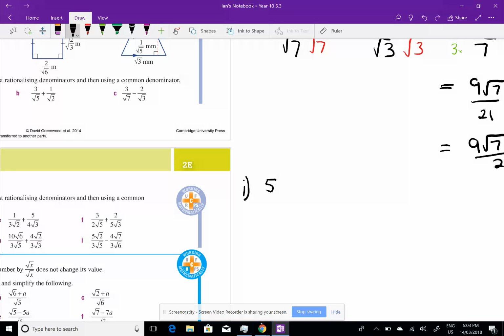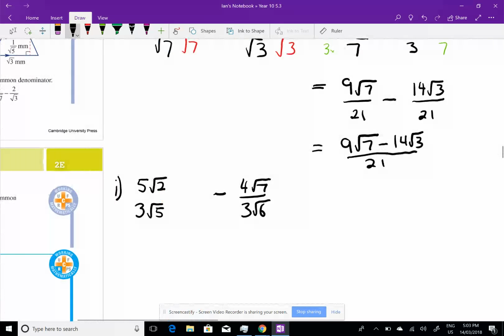So I've got 5 root 2 on 3 root 5 minus, notice how I've left a gap, 4 root 7 on 3 root 6. Now I just have to rationalise the denominator. So I'm just looking at this one here, the first one. I'm just going to multiply top and bottom by root 5. And then this other one, I'm looking at the denominator, I'm going to multiply by root 6.